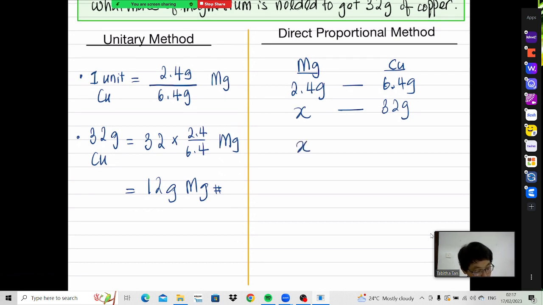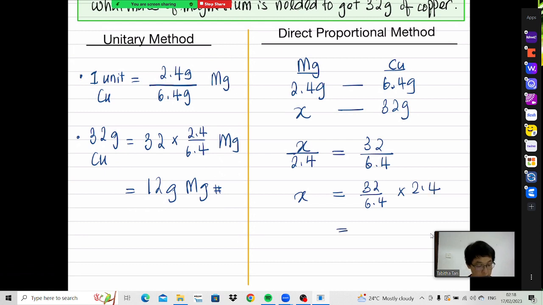Let's go. So I want to make things easy. The item I want to find, I will put at the numerator. Then I'm going to put 2.4 down here, and then since x is up, 32 will also be up. Now the 6.4 will be down there. Just flip that over. Okay, 32 over 6.4, just multiply that 2.4 over, and you will get the same 12 gram of magnesium.